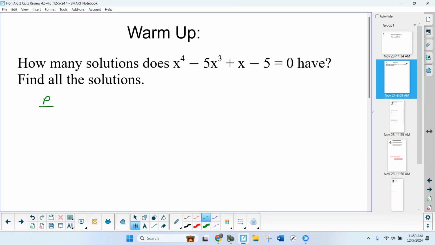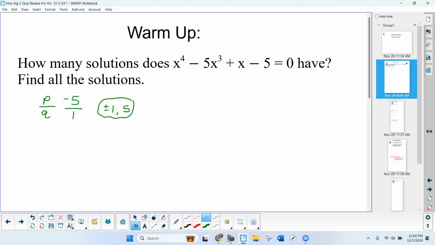And what is P? Factors of what? -5. And Q is factors of? 1. Yeah, because the leading coefficient is 1. The degree is 4. So what are the factors of 5? 1 and 5. So those are really your only possible rational zeros, right? Okay, so what did you do next?